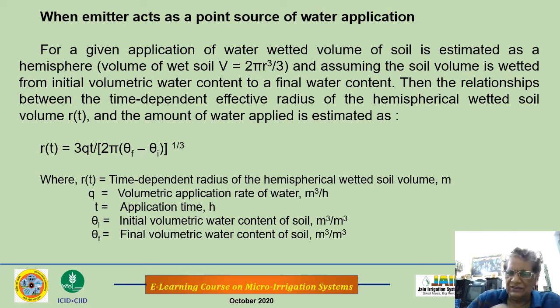So, just assuming that it is a hemisphere, the volume is taken as a hemisphere, and then for soil moisture estimation we take what was the initial soil moisture and what is the final soil moisture, and the difference, theta f minus theta i, is the difference that the irrigation has made. Now r(t) is the time dependent radius of the hemispherical wetted soil volume. Why is it time dependent? Because in the first few minutes the wetted area is very small, and as time keeps on increasing, the size of the hemisphere keeps changing, which means the effective radius also keeps changing. And that is why it is called the effective time radius.